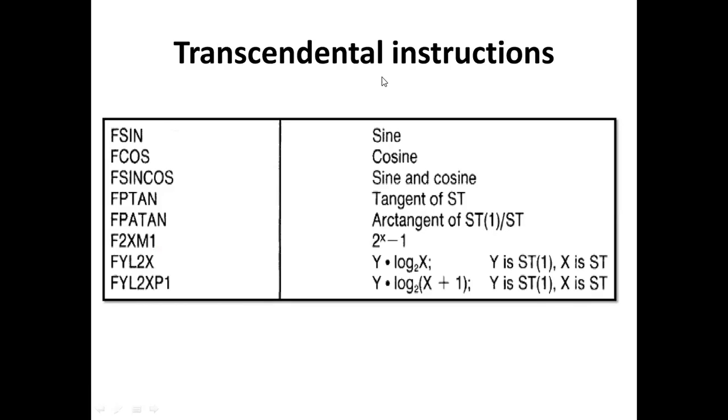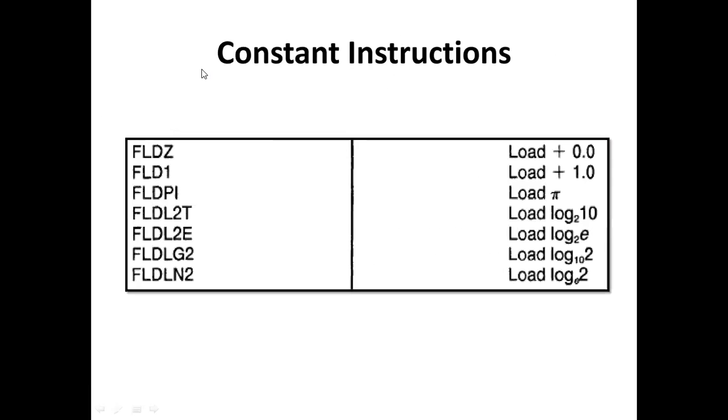Transcendental instructions as shown in the figure: FSIN, that is the sine, FCOS, that is the cosine, FSINCOS, that is sine and cosine, FPTAN, that is the tangent of ST, FPATAN, that is the arctangent of ST1 and ST, and F2XM1, that is 2 raised to the power x minus 1. So these are some of the transcendental instructions.